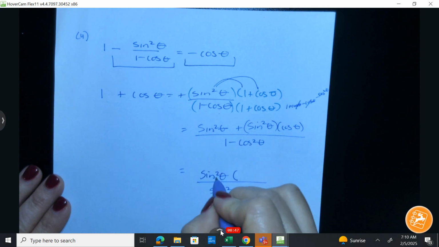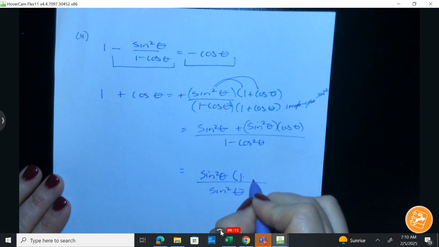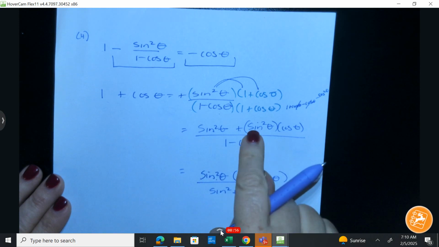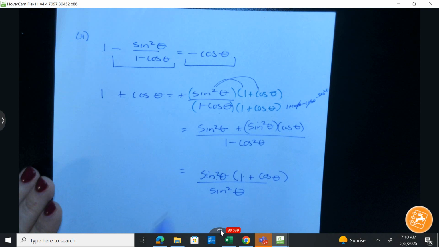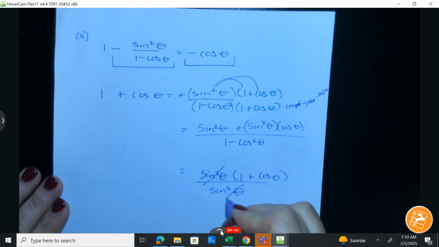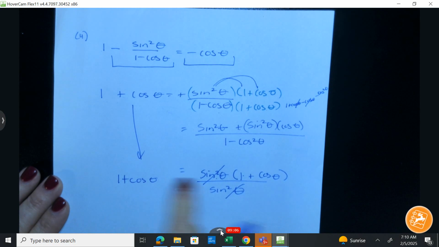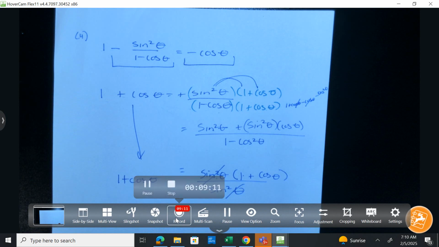And I'd be left with sine squared times 1 is sine squared times cosine. Sine squared times cosine is sine squared cosine. Notice that when I distribute, I get exactly what I previously had in the numerator. The sine squareds are going to cancel, and now I have 1 plus the cosine of theta equals 1 plus the cosine of theta. Let's go on to the next example.